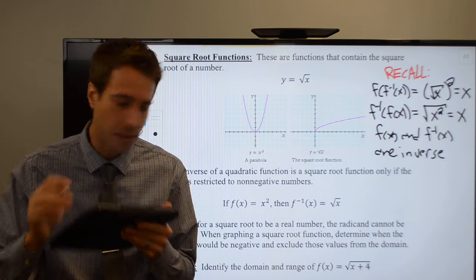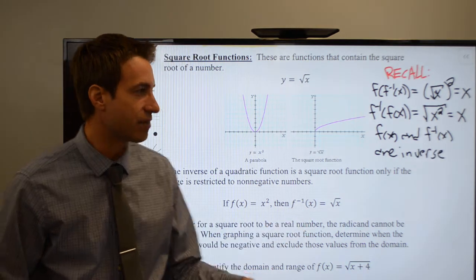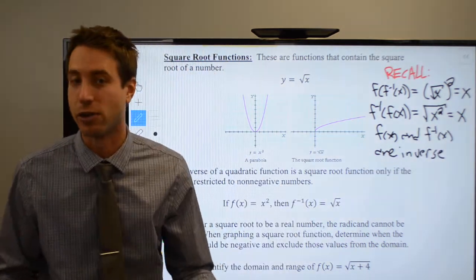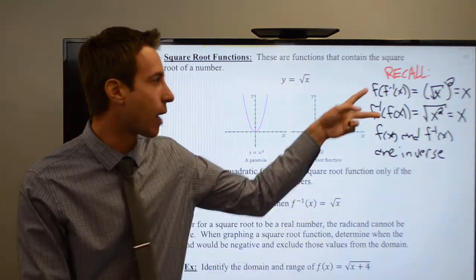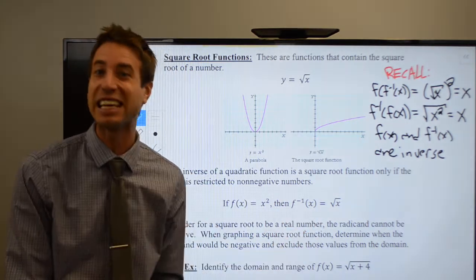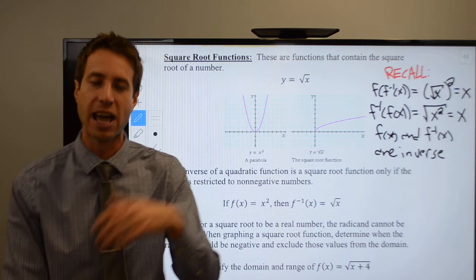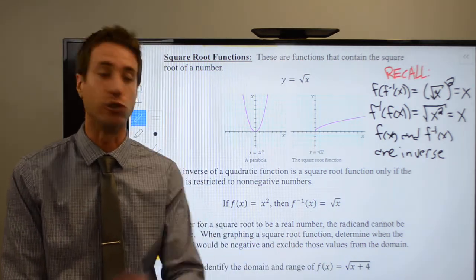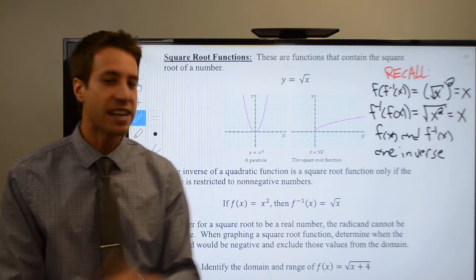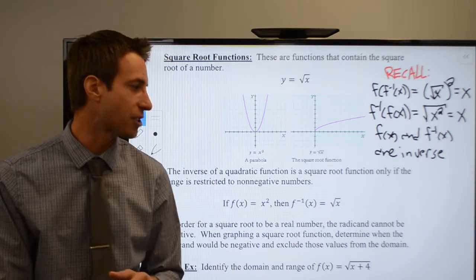I guess I probably should have called this guy g of x. Obviously, they're inverse functions. I'm calling this one f of x and this f inverse of x. But you can see, I've just shown you how it works. These are definitely inverse functions. X squared and square root undo each other. They're reverse operations.